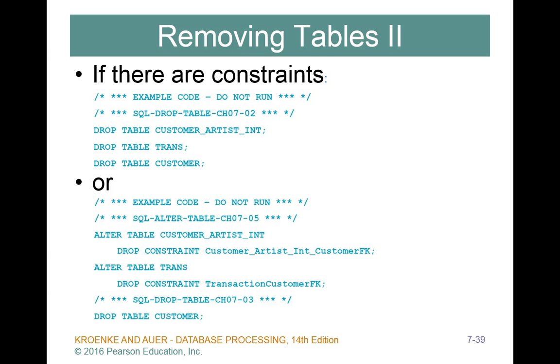Same thing here. So this is just a breakdown. Essentially, if you wanted to drop that table transaction, then we can go back and drop table artist, the intersection table. We can drop the transaction table or the customer table. But again, all of those constraints have to be removed first. Okay.